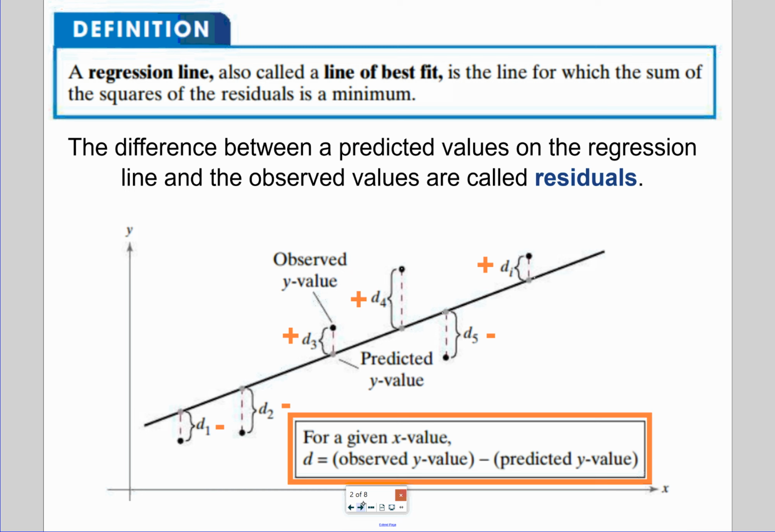A regression line, also called line of best fit, is the line for which the sum of the squares of the residuals is at a minimum, which is just a lot of fancy language there. A residual is the difference in height between a point on your scatter plot and our line of best fit, either going above it or below it. We want to minimize the distance that this line is from our point. So the smaller the residuals are, the better your line of best fit is. If you were getting really fancy with this, you would calculate each residual and square the residuals, and we want that value to be as small as possible, and that gives us the best line of best fit.